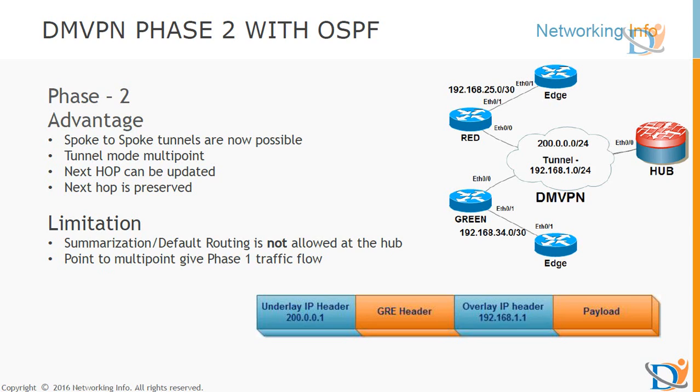We have some advantages and limitations of DMVPN Phase 2 when we configure it with OSPF. So we'll be talking about the advantages now. We have a spoke-to-spoke tunnel between spokes. If we send traffic between the red router and the green router, we can send it directly using a dynamic tunnel instead of going to the hub and again from the hub to the green router.